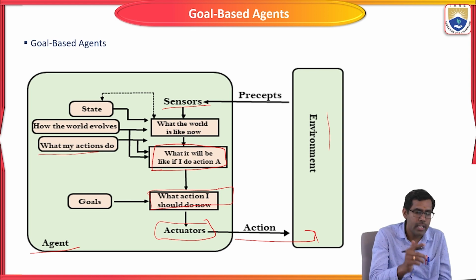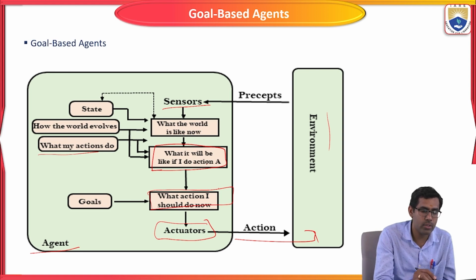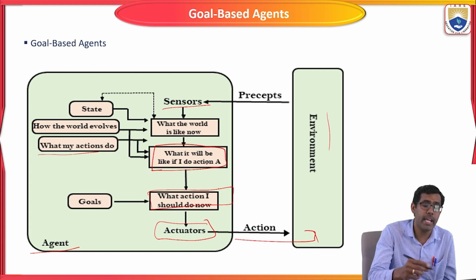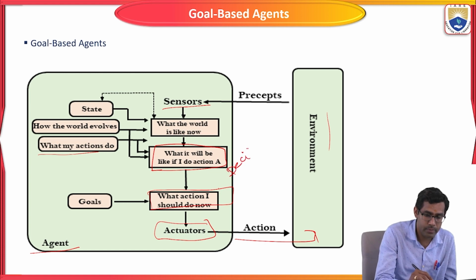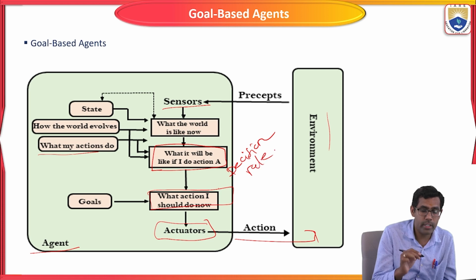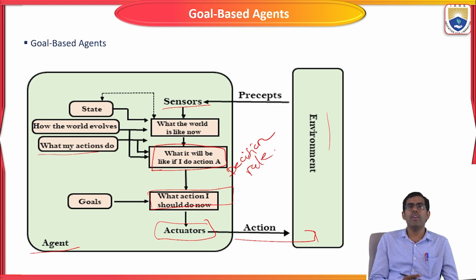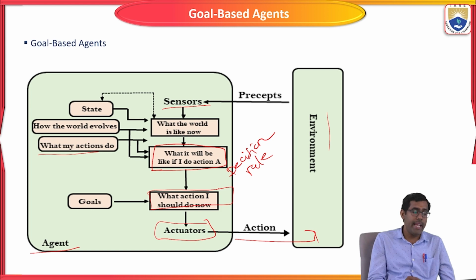Through the actuator, we are going to take some action on the environment. So here, what will it be like to take the action? We are going to make a decision by the decision rule. The agent has its own authority to take a decision based on the observed information, right? So this is the goal based agent.